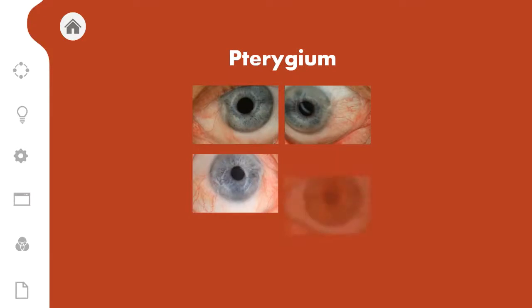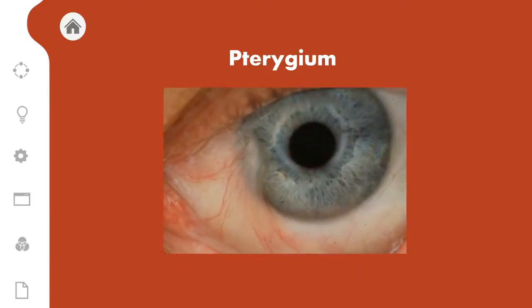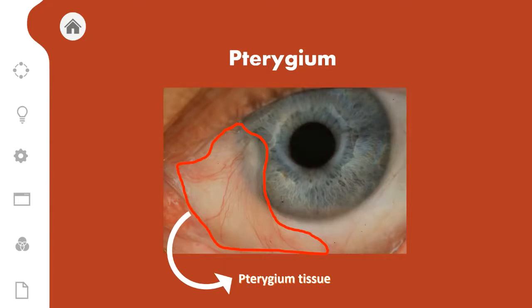Pterygium is a type of eye disease that occurs at the cornea and the pupil region. The pterygium tissue can be seen growing from the part of the eye that is close to the nose. Pterygium develops when a person is working under heavy UV sunlight in a dusty environment.